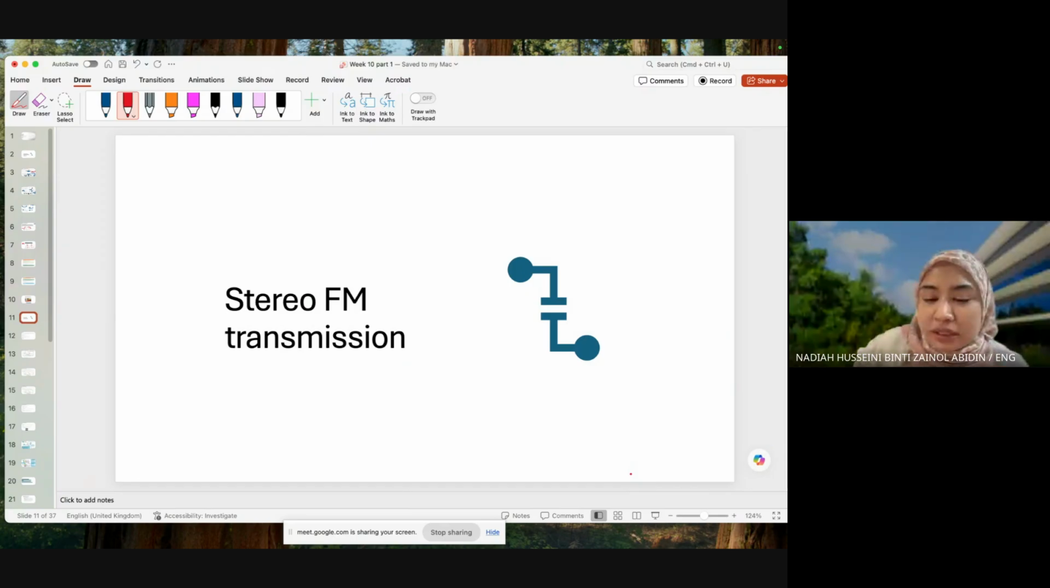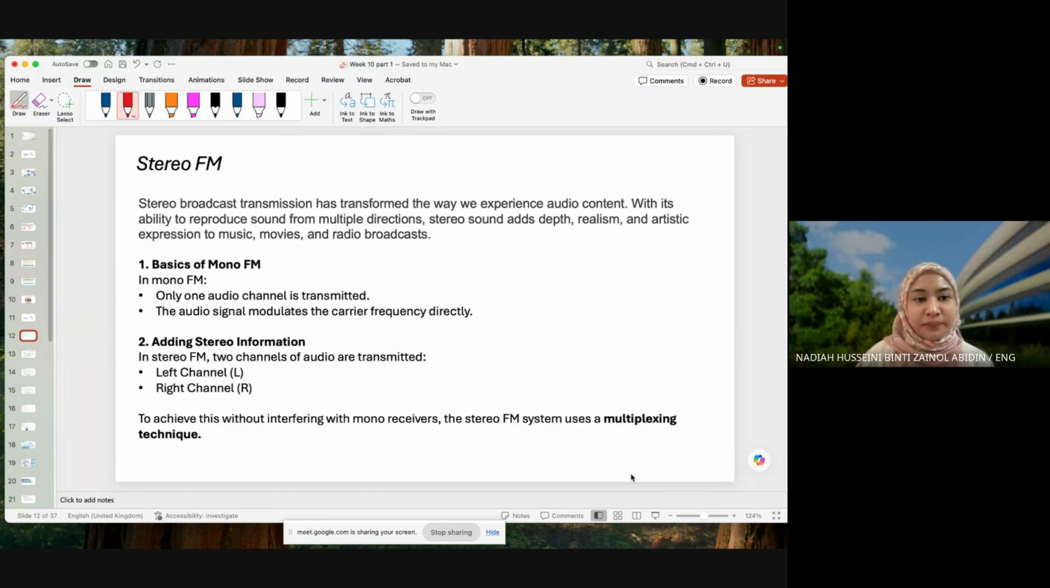Okay, let's move on to the next topic, stereo FM transmission, our radios. Stereo FM broadcast transmission has transformed the way we experience audio content.